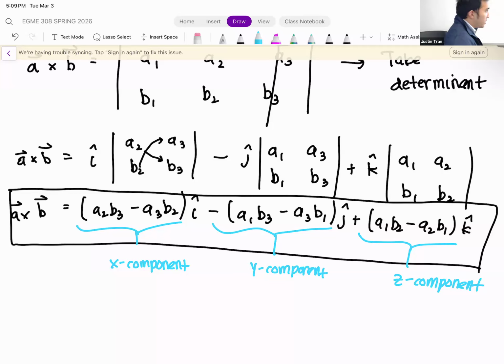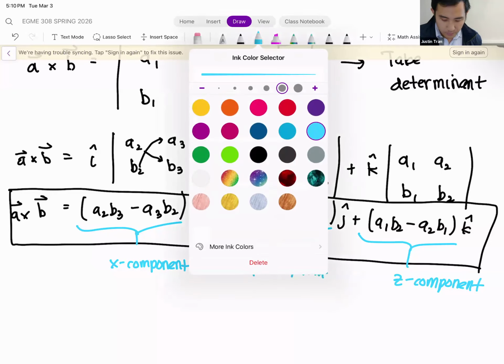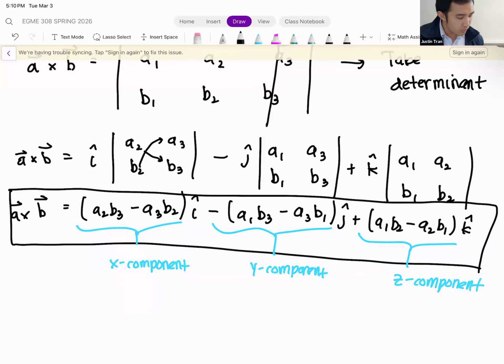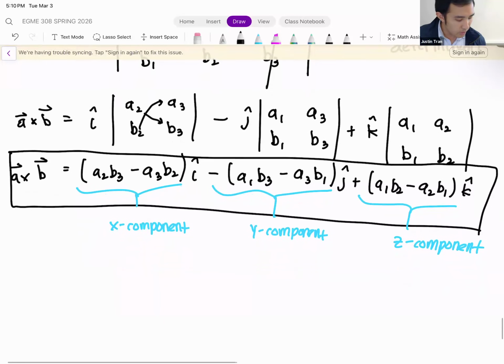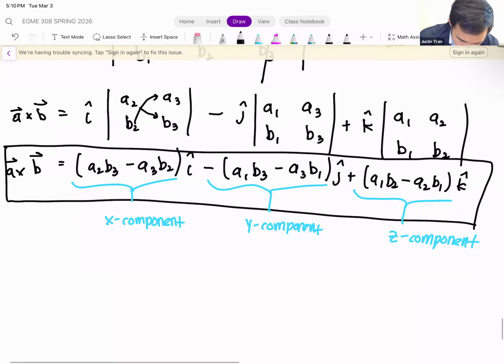And remember, when you're taking a cross product, you're always working in three-dimensional space. There's really no such thing as a cross product between 2D vectors. Technically there is, but then you're going to get a vector that's pointing out of the page. Okay. So then how do we determine which direction this cross product is facing? The most popular way to do this is what's called the right-hand rule.